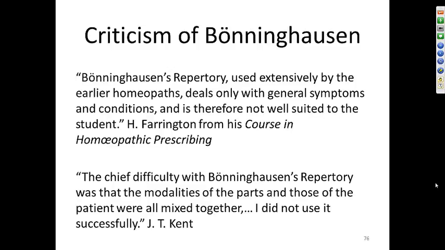Farrington continues. He also criticizes, saying that Bönninghausen's repertory, used extensively by the earlier homeopaths, deals only with general symptoms and conditions and is therefore not well suited to the student. This is an inaccurate statement. And then James Tyler Kent wrote, "The chief difficulty with Bönninghausen's repertory was that the modalities of the parts and those of the patient were all mixed together. I did not use it successfully." And what does this show? That even very good practitioners of the caliber of a Constantine Hering or James Tyler Kent did not understand this method. And this is one of the great advantages of Dimitriadis' work, because these endnotes really clarify both the prologue and other introductory information that's in the book, and all of the endnotes clarify how to use this work.